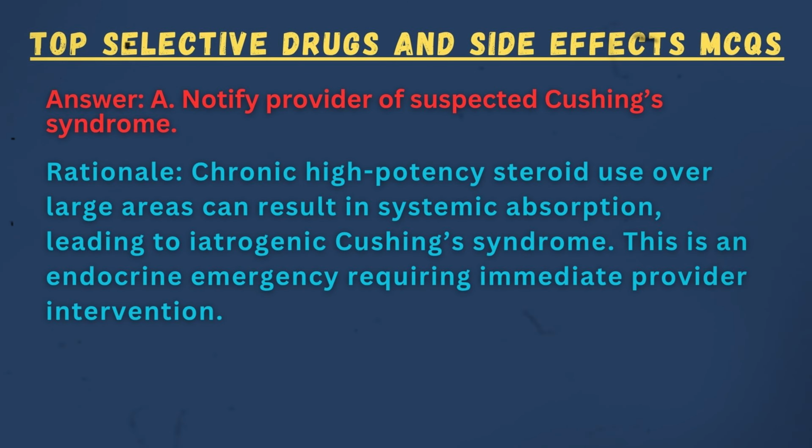Answer: A. Notify provider of suspected Cushing syndrome. Rationale: chronic high-potency steroid use over large areas can result in systemic absorption, leading to iatrogenic Cushing syndrome. This is an endocrine emergency requiring immediate provider intervention.